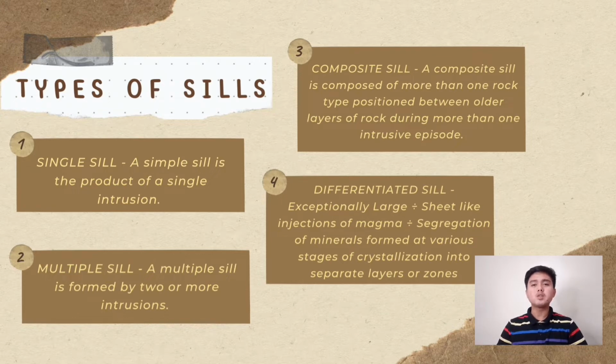The third one is the composite sill. A composite sill is composed of more than one rock type emplaced between older layers of rock during more than one intrusion episode. The fourth one is the differentiated sill. Exceptionally large, sheet-like injections of magma, with segregation of minerals formed at various stages of crystallization into separate layers or zones.